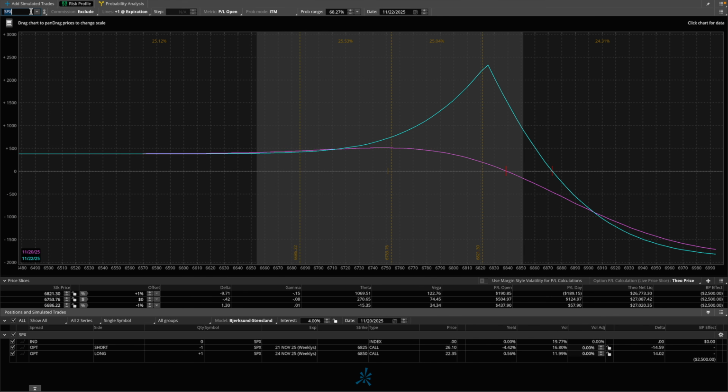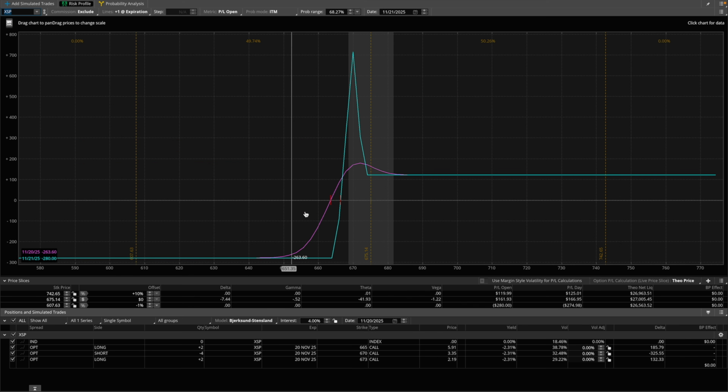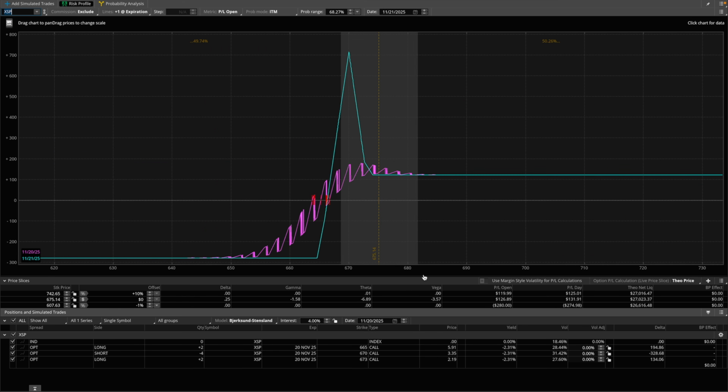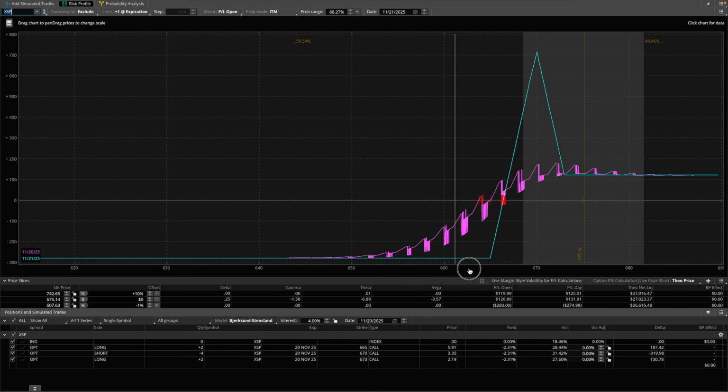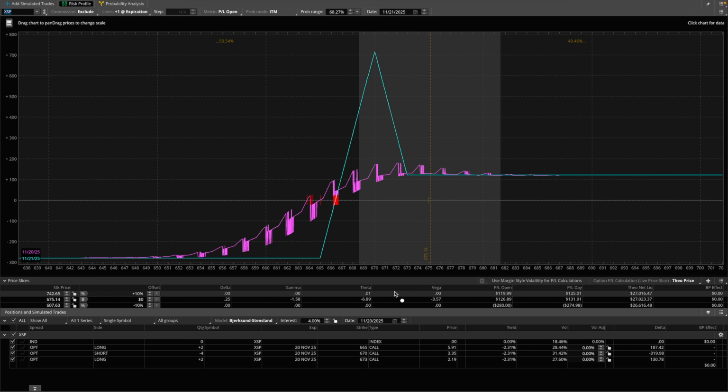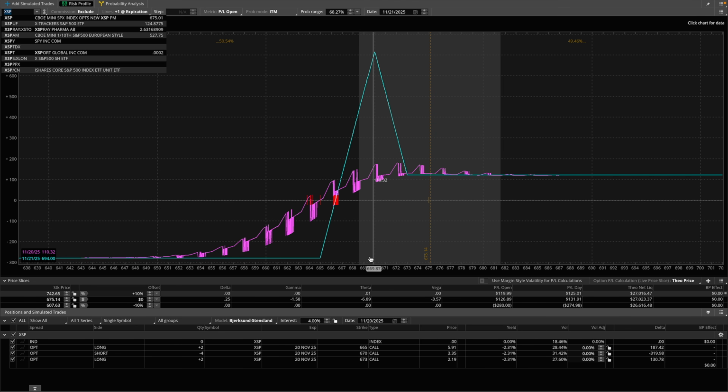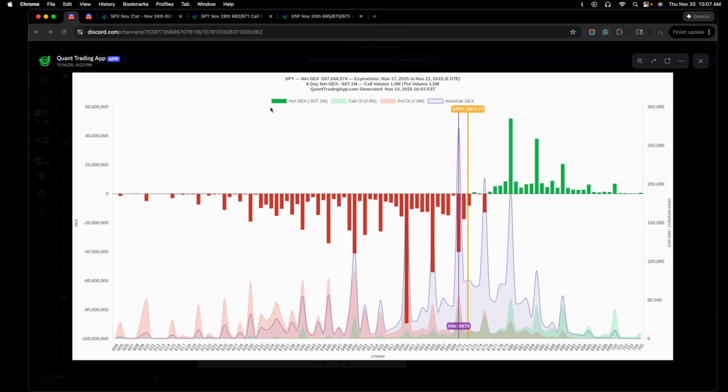Now, getting long on this day for me is in the form of something like the XSP. I'm looking to add a little bit more long delta to the portfolio. The XSP is a nice cheap way to do so, and as you guys can see, I'm targeting 670. So this is a broken wing butterfly.